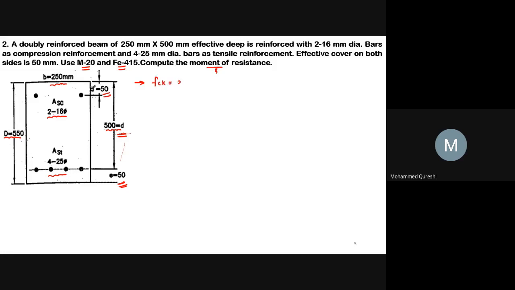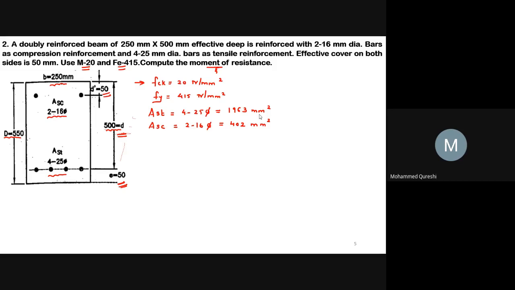fck is given as 20 Newton per mm square. fy is given as 415 Newton per mm square. Ast is given as 4-25 diameter bars. From SP we will get 1963 mm square. And the value of Asc is given as two numbers of 16 dia bars, which will equal 402 mm square.